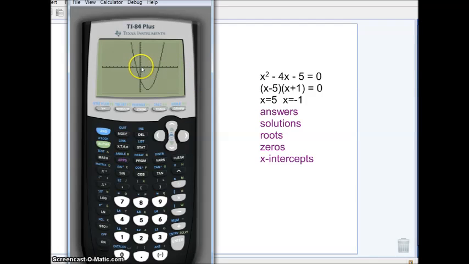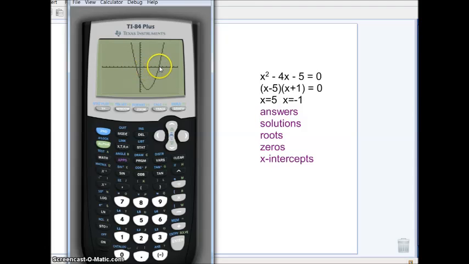So that's the x-axis. Each y value of the x-axis is equal to 0. So this is y equal to 0, x equals -1. Y equal to 0, x equals 5. And this is where the graph intersects the x-axis. So this is an x-intercept. Okay, those are the solutions, answers, roots, zeros, and x-intercepts.